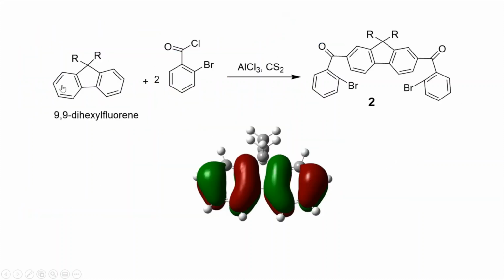Here this molecule is the fluorene molecule. The HOMO of this molecule is this, so electron density is mostly dense here. If I do Friedel-Crafts acylation, it happens with two equivalents of this. So it happens here, and after cyclization, reduction, and then alkylation, we got four phenyl rings here.